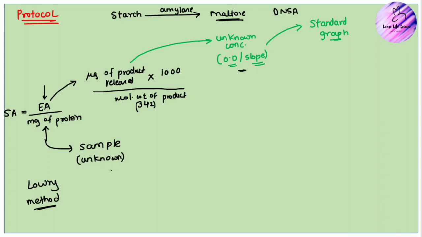The unknown sample concentration can be known by the same formula, that is OD by slope, and the slope you are going to get through the standard graph of protein. In the standard graph we generally use BSA, and through this graph you are going to get your slope. Simply divide the OD of the unknown sample by that slope and you will get your final concentration of protein. So this is what we generally require while calculating the specific activity.